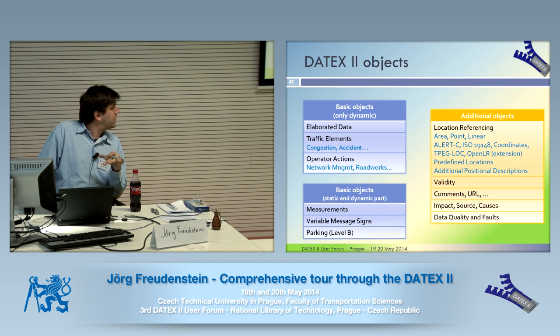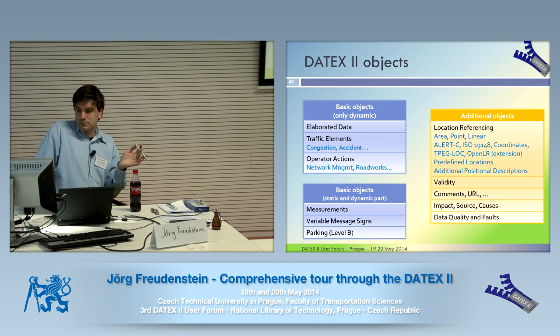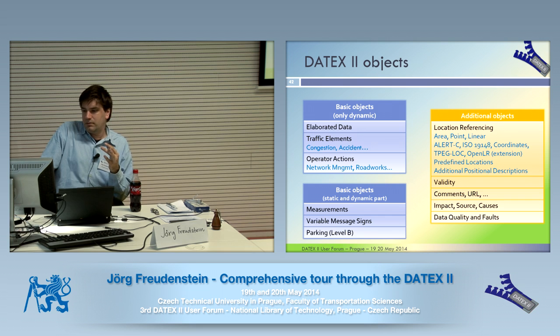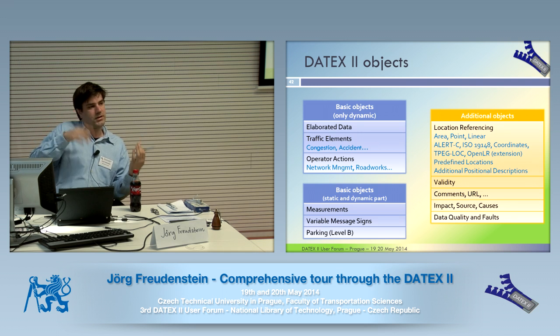Datex does not focus on one location referencing method, but it supports a lot of them. Of course, we have got the basic elements area, point, and linear in different methods, with LHC, with this ISO standard 19148. Of course, coordinates, which are popular. We are going for TPEG loc, and there is a very good OpenLR extension. This is a level B extension, which is not part of the version you can download, but you can download this extension and include it. I think it's very useful, and it's used also.